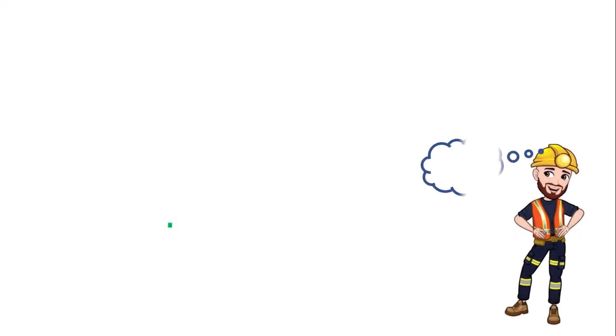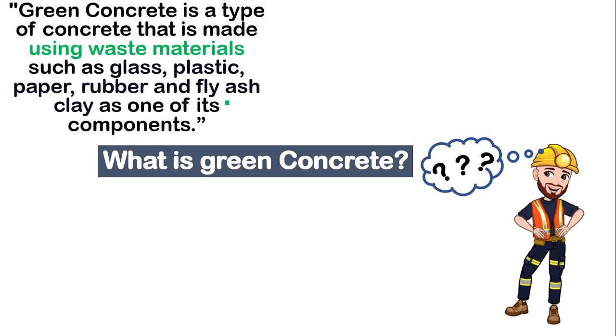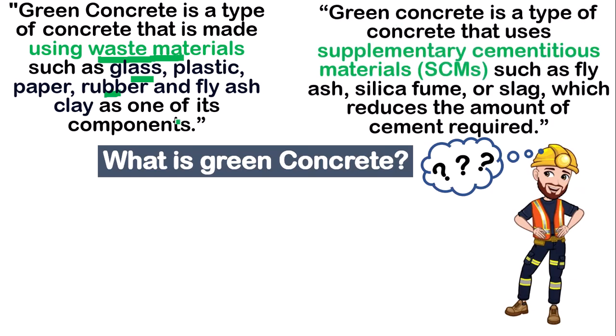So here is the first question which pops up in our mind: what is green concrete? Green concrete can be defined as a type of concrete that is made using waste materials such as glass, plastic, paper, rubber, fly ash, and clay as one of its components. Or it can also be defined as the type of concrete which uses supplementary cementitious materials such as fly ash, silica fume, or slag, which reduces the amount of cement required.